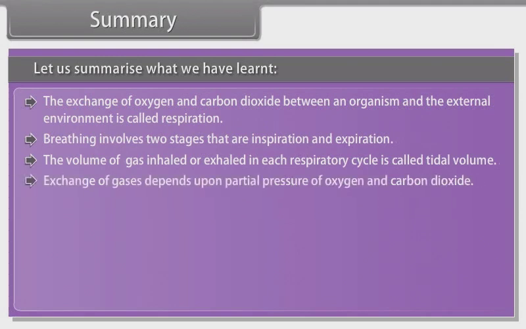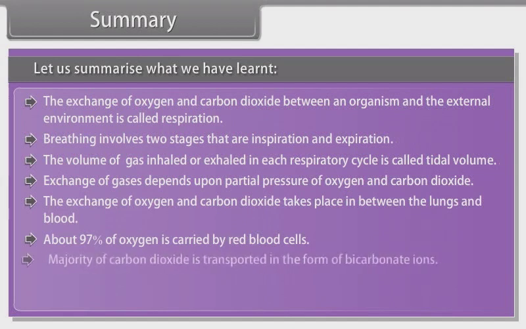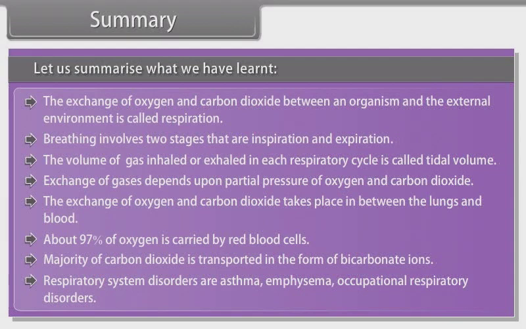Exchange of gases depends upon partial pressure of oxygen and carbon dioxide. The exchange of oxygen and carbon dioxide takes place in between the lungs and blood. About 97% of oxygen is carried by red blood cells. The majority of carbon dioxide is transported in the form of bicarbonate ions. Respiratory system disorders are asthma, emphysema, occupational respiratory disorders.